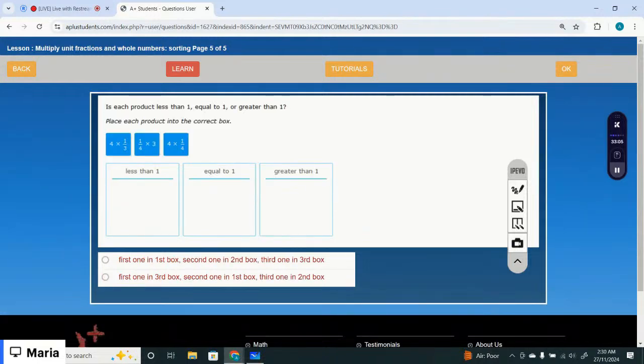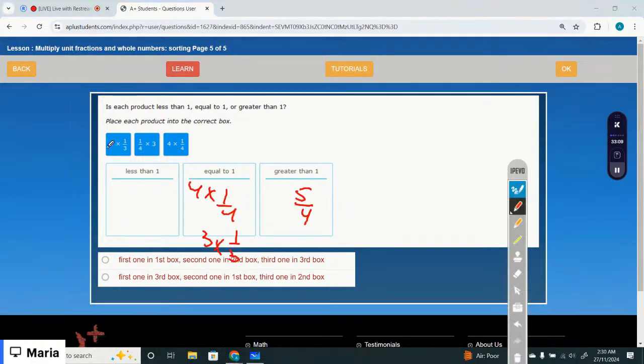Is each product less than 1, equal to 1 or greater than 1? So 4 times 1 by 3 makes 4 over 3, and 4 over 3 is greater than 1. Whenever numerator is greater than the denominator, that is more than 1. Okay, 1 by 4 times 3, that is 3 by 4, less than 1. And 4 times 1 by 4 makes 1. So first one in the third box.